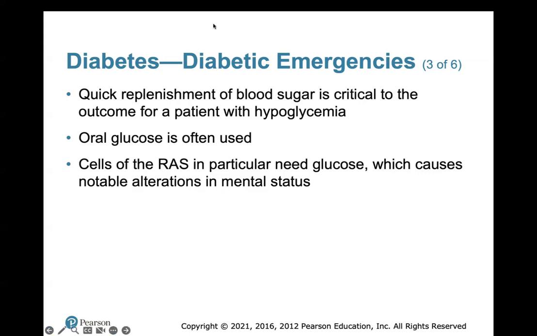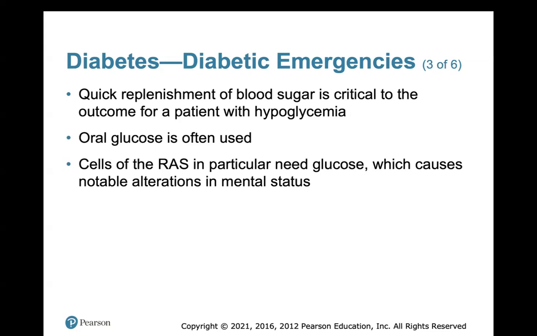Quick replacement of the sugar is critical to managing these patients. Oral glucose is often used to help do that at the EMT level. At the ALS level, we will start IVs. We'll give glucose or dextrose rather via IV, which is an intravenous form of glucose, or we'll give glucagon, things like that. But as an EMT, pretty much the only thing we have to deal with this at the EMT level is oral glucose.